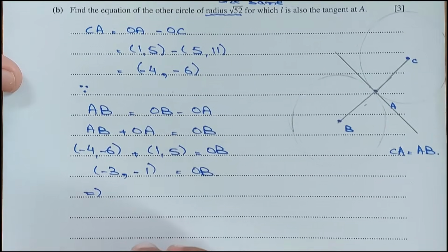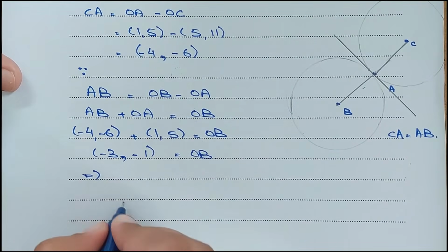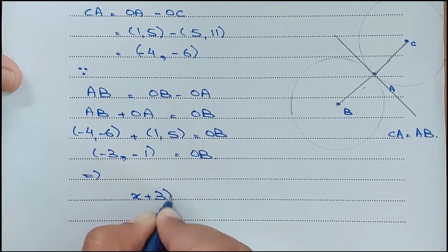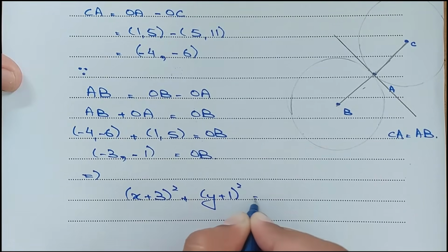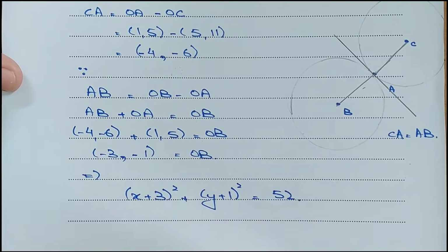So we can say the equation of the other circle with the same radius is (x plus 3) whole square plus (y plus 1) whole square, which equals 52.